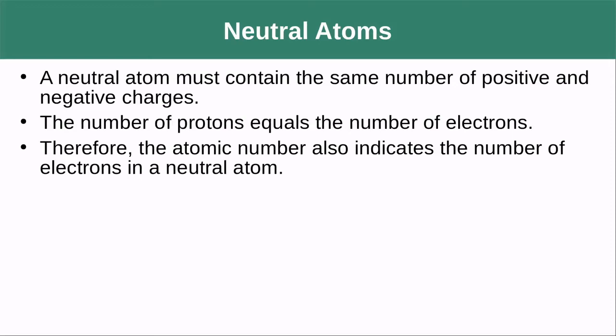So neutral atoms. In order for the atom to be neutral, we need the same number of positive and negative charges. That means that if you are dealing with a neutral atom, you only have to talk about the number of protons, and then we can assume that there's an equal number of electrons to counterbalance that.